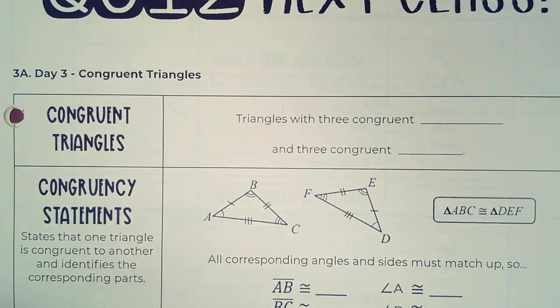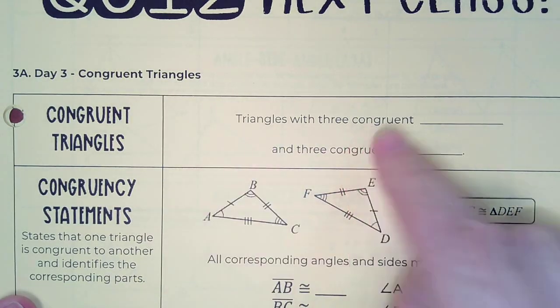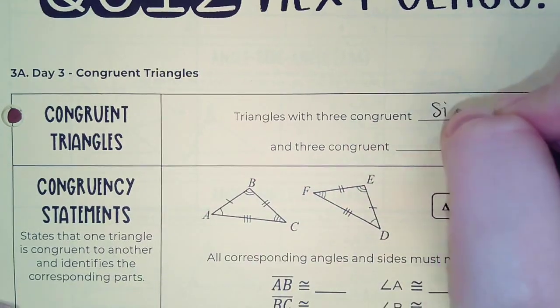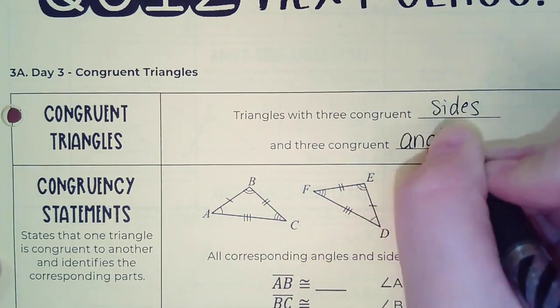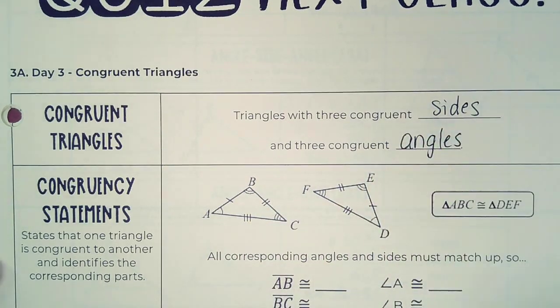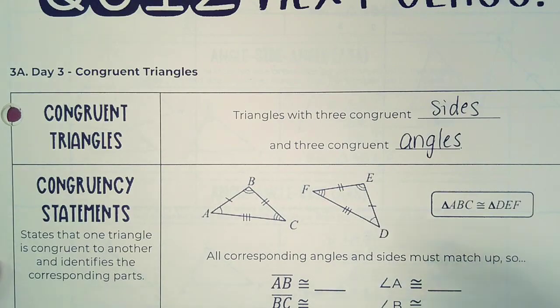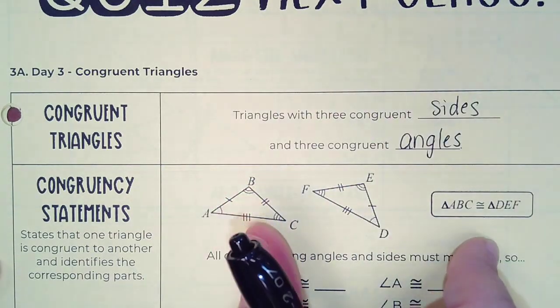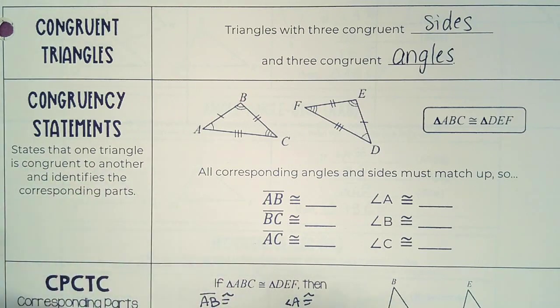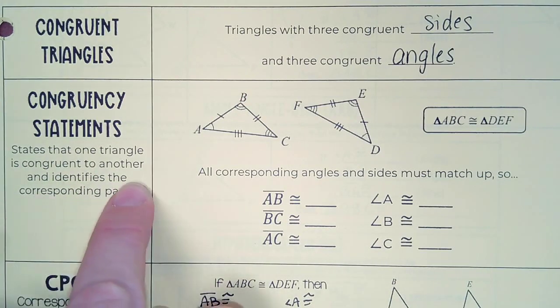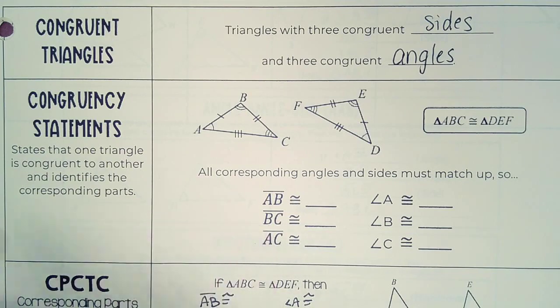Okay, day 3, congruent triangles. Congruent triangles are triangles with 3 congruent sides and 3 congruent angles. So meaning the triangles are the exact same, they may just be tilted. Okay. So congruency statements state that one triangle is congruent to another and identify the corresponding parts.